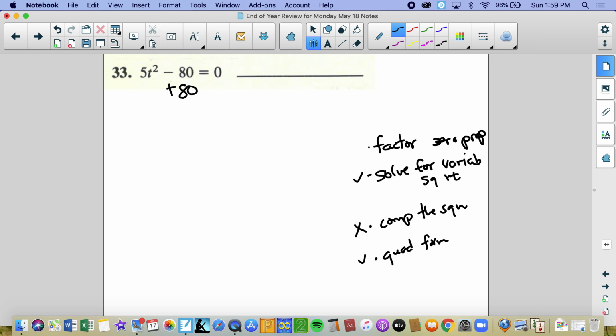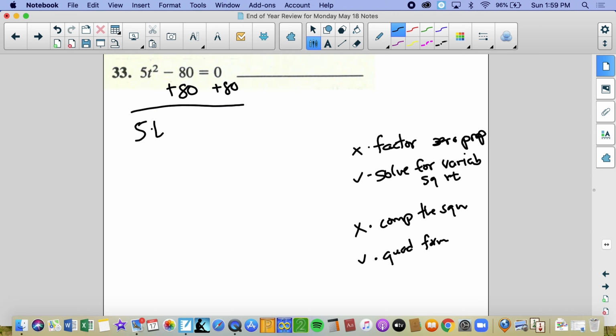And could we factor? 5 divided by 80. I should know what 5 divided by 80 is. It's 18. Yeah, 18. 18 is not a perfect square, so I would probably not factor that. Definitely wouldn't factor it. So I would either use quadratic formula or solve for the variable. We're going to solve for the variable here.